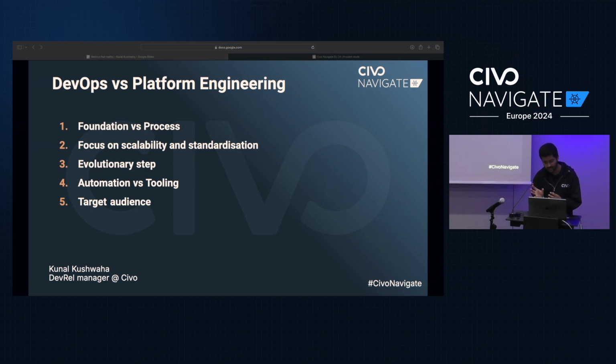Platform engineering also often emphasizes building platforms that are scalable and standardized. So for example, if there's a one-off task that you want to do, you're not going to reach out to your platform team. Your platform team is there to build platforms that are for the longer term.